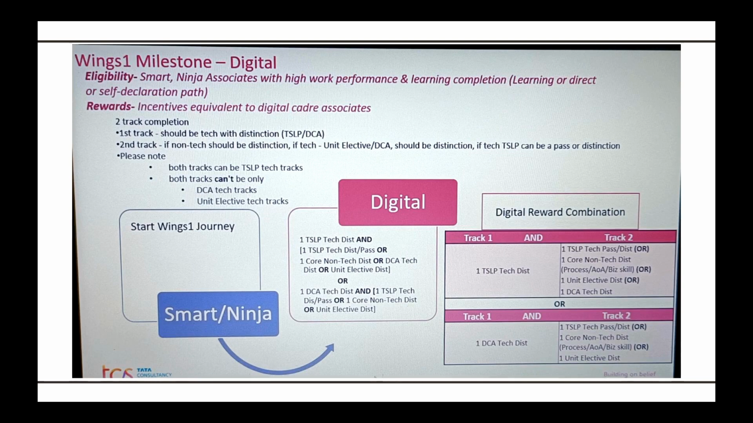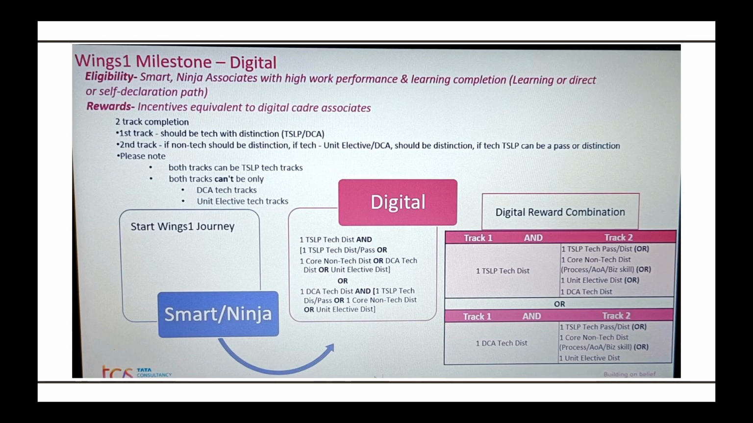The second track can be non-technical, and if you choose non-technical, you should get distinction in that. If you choose any tech track, either unit elective or DCA, then it should also be distinction. If you are choosing TSLP, then it can be either pass or distinction.